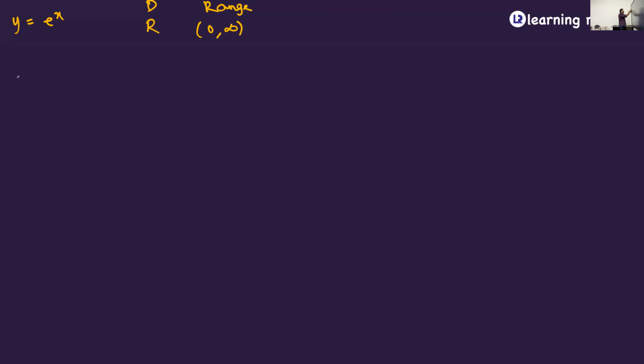Similarly, they say y is equal to e power minus x. Domain is real numbers. Range is still 0 to infinity. So range will decide whether the given function is positive or negative.